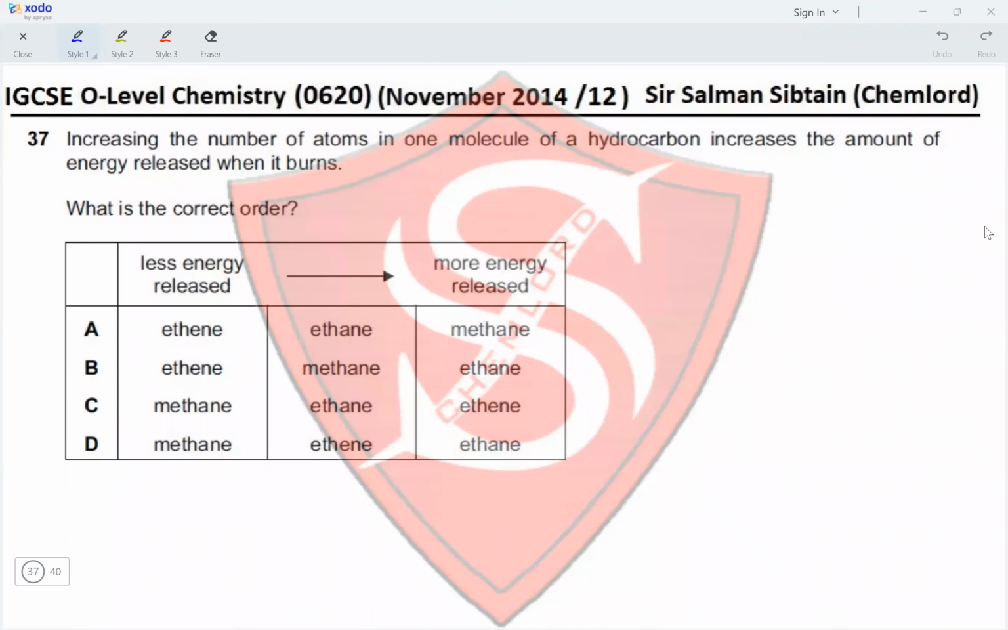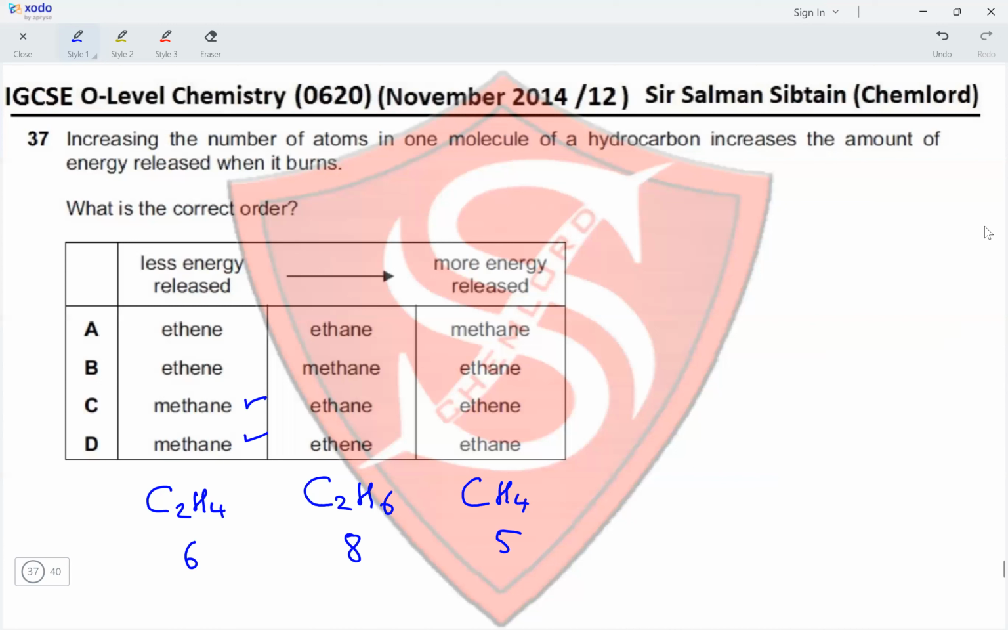Question 37. Increasing the number of atoms in one molecule of a hydrocarbon increases the amount of energy released when it burns. What is the correct order? So ethene is C2H4, ethane is C2H6, and methane is CH4. So the number of atoms in one molecule in ethene is 6, in ethane is 8, and in methane is 5. So the one with the least energy would be methane.